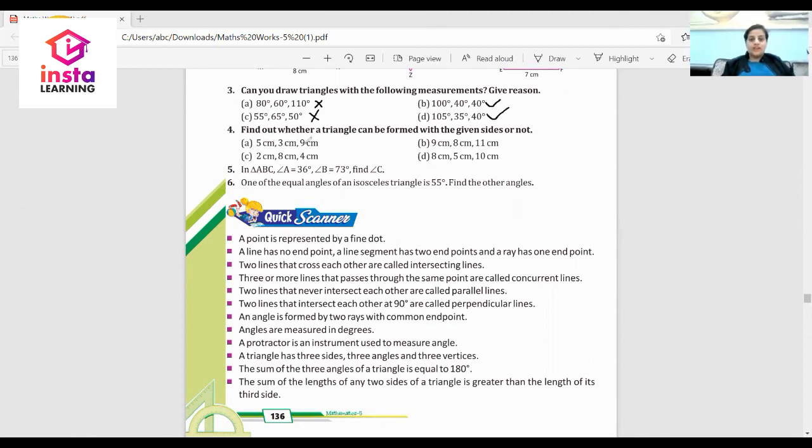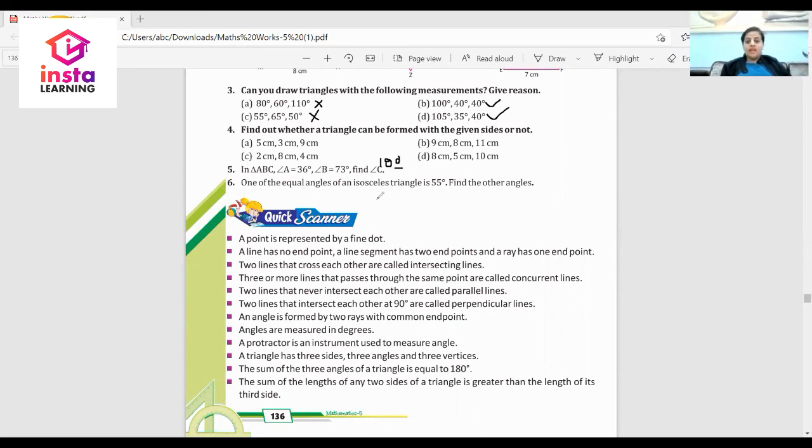Likewise, in that also find whether a triangle can be formed with the given sides or not. In that also you have to check whether two sides of that angle should be equal or not, then only you will get the answer that I have already given before. Now, angle A is 36 and angle B is 73. So just add both the numbers and subtract from 180. You will get the answer of angle C like this.